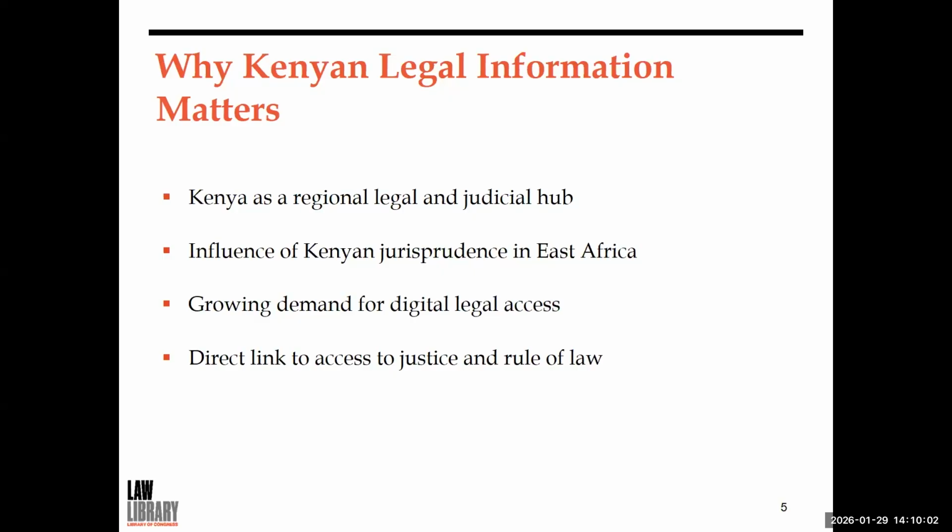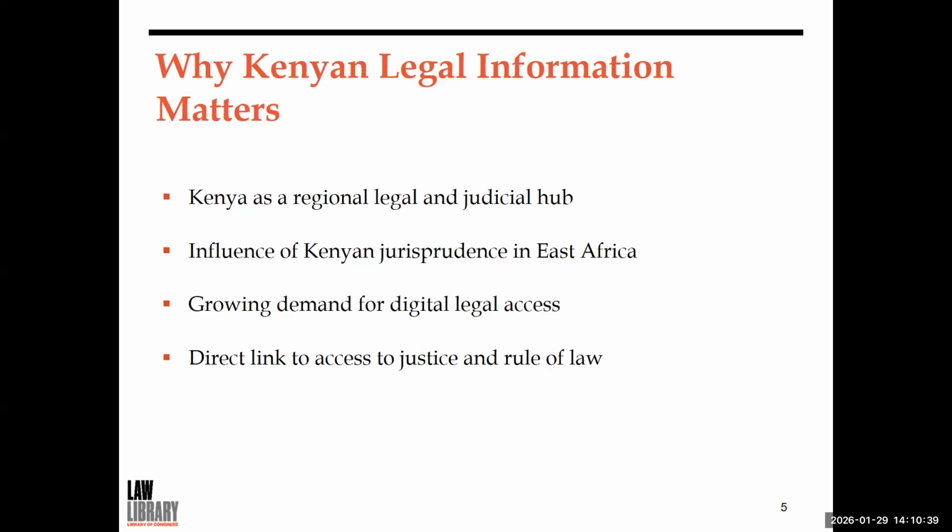Even multinational firms, you'll get them here, as well as regional courts and legal training institutions. As a result, legal professionals from neighboring countries rely so much on Kenyan statutes, case law, and regulatory frameworks for comparative legal research. Kenyan courts often handle cross-border, commercial, and constitutional matters, so there is demand for information in legal resources.